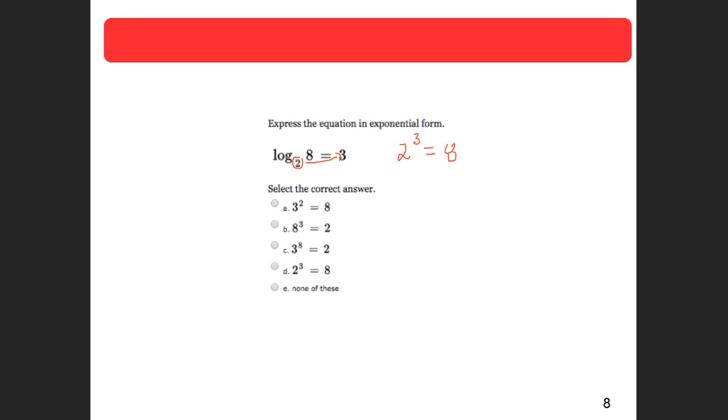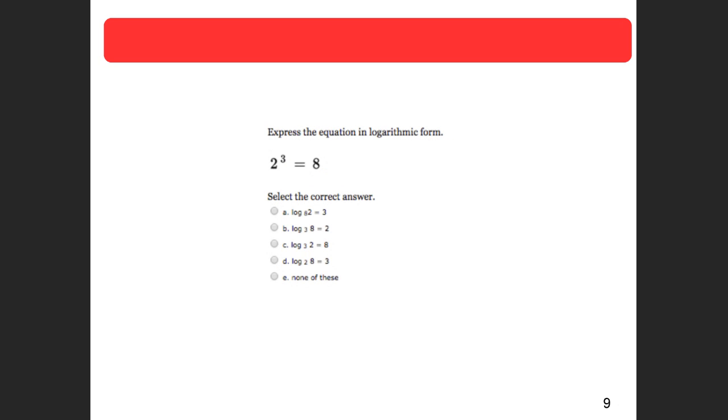Okay. Practice problem number 2. Express the equation in logarithmic form. D, you gave me D before I even asked the question. All right. So I have 2 to the third is equal to 8, so this would be log base 2 of 8 is equal to 3. So I'm going to say letter D. Wesley had it a long time ago. So yes, letter D would be correct.